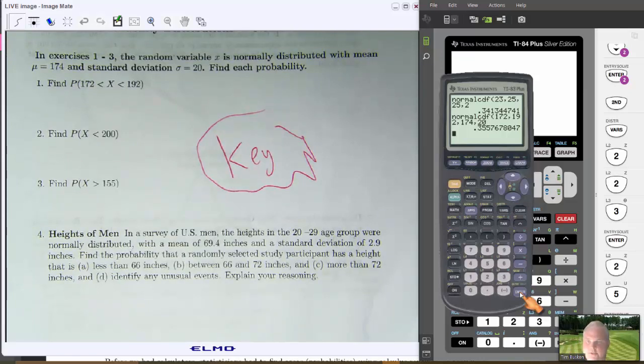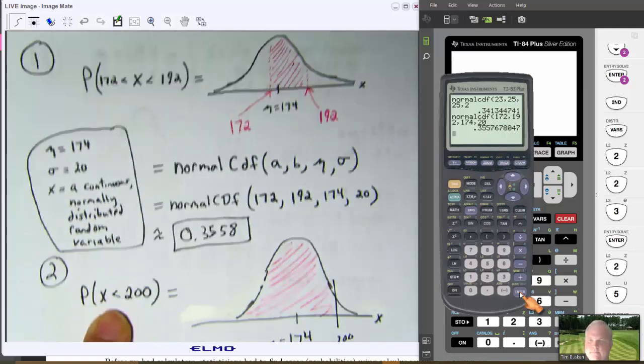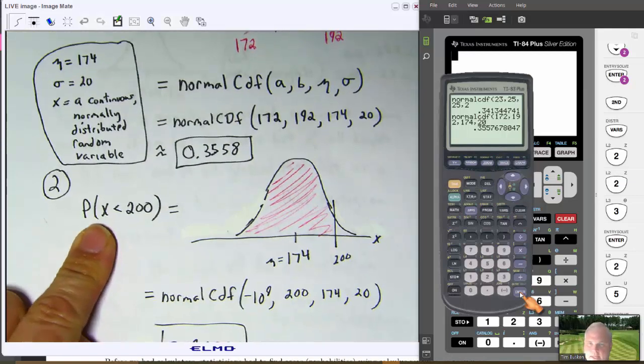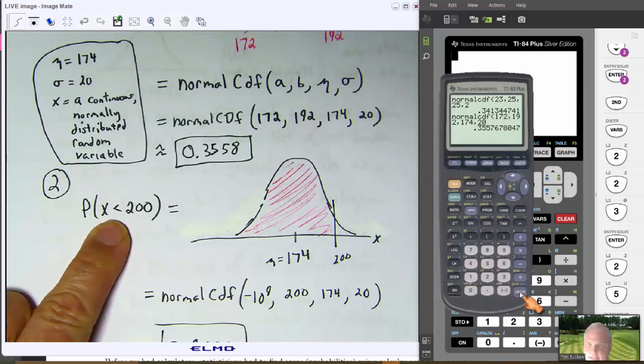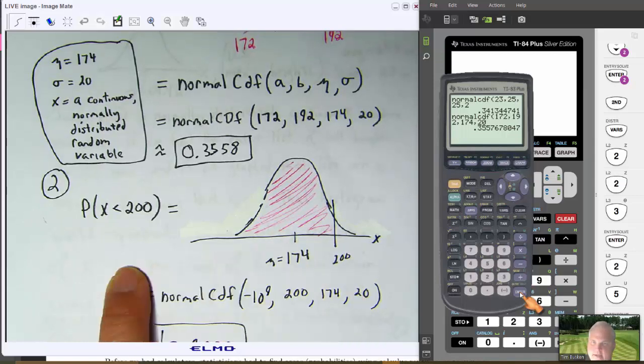So moving on to question 2, which asks us to find the probability X is less than 200. We know that that's just equal to the area left of 200. It's a less than in the statement of the question. And so that means in our picture, we're going to be locating 200 along the x-axis to the right of center, to the right of 174, because 200 is larger than 174, and we're shading to the left. So since it's a less than, we're shading to the left of 200. That's the area we want.